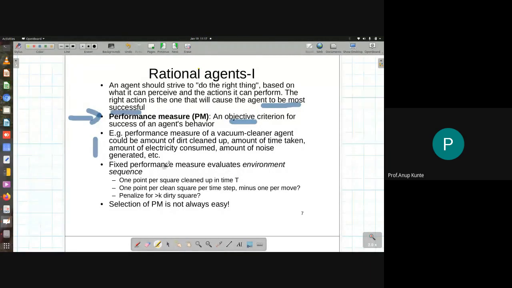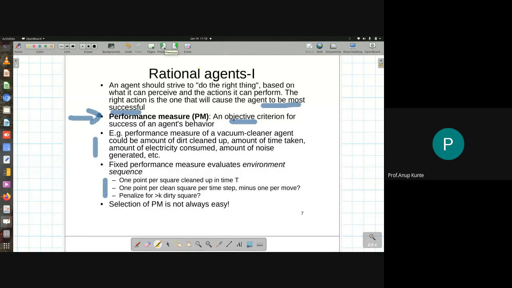Yeah, a fixed performance measure evaluates the environment sequence: 1 point per square cleaned in time t, 1 point per clean square per time step, minus 1 per move, penalized for greater than k dirty squares. So these are some ways in which they have defined the performance measure, okay, for the vacuum cleaner world.